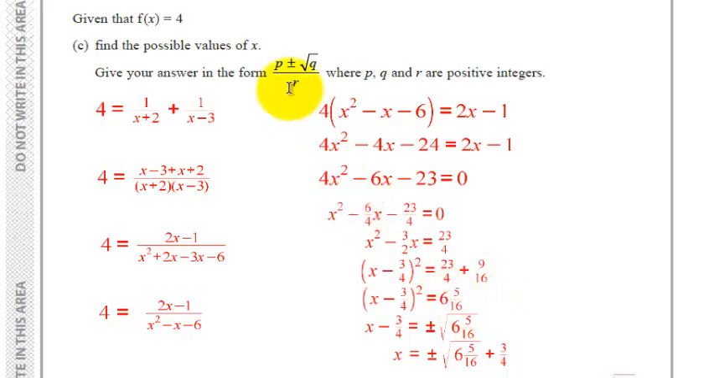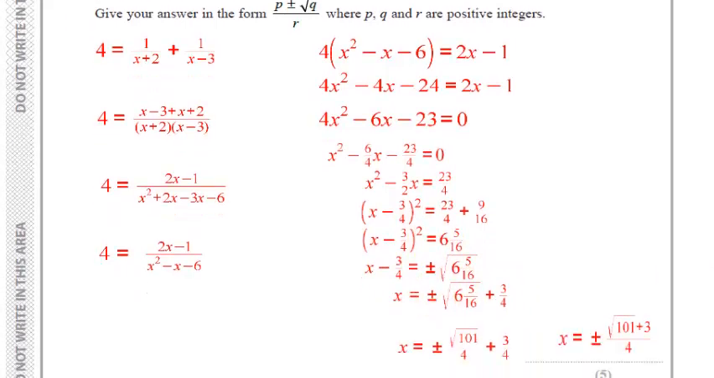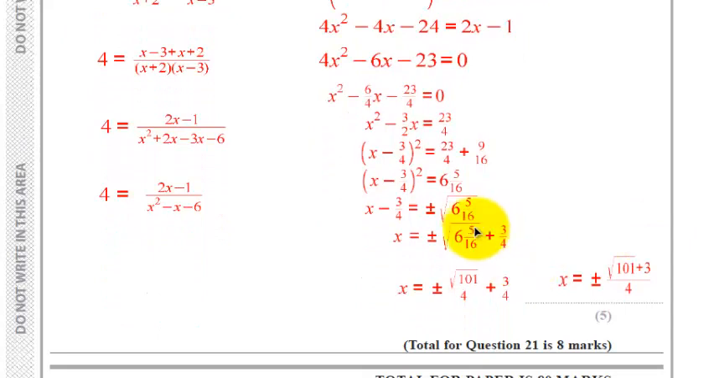Then I need the answer x equals, so I square root the right hand side to get rid of the squaring here, and then I have to add on my 3/4. Because I'm taking the square root, it will have a positive or negative value. 6 and 5/16 is the same as 101 over 16, so the square root of 101 over 4. The square root of 16 is 4. 6 times 16 plus 5 is 101, plus the 3/4, and it is plus or minus.